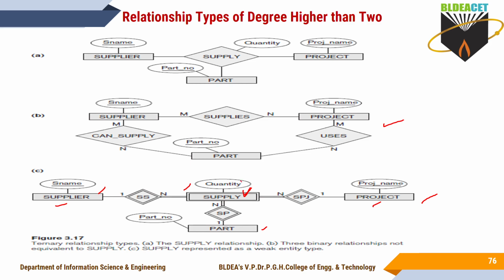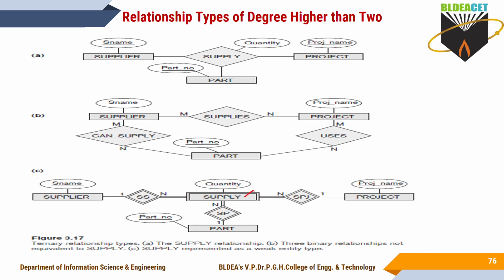Now the supplier will supply parts, and the quantity is how many parts they will supply. If the project wants a part, it approaches the supply, and supply gets that part from the part entity. The part will be supplied to the project based on its requirement. The parts required for the project can be obtained from the part. If it is not available, the supply weak entity type approaches the supplier. From the supplier, supply gets the parts, relates them, and provides them to the project. So this is about relationship types of degree higher than 2.